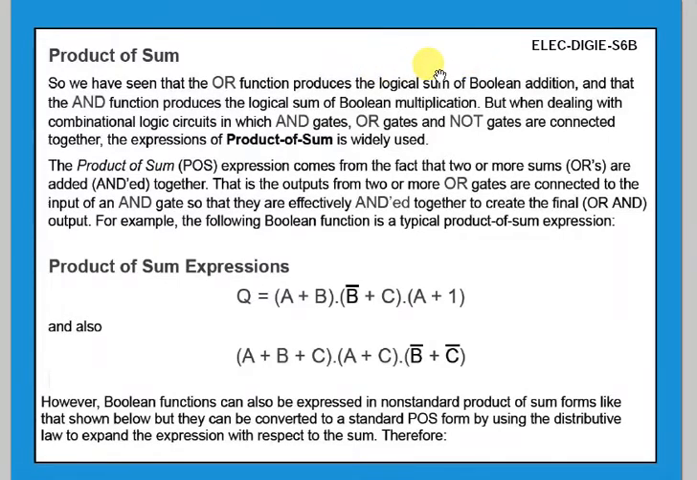Today's topic is the product of sum. The topic code is ELEC-DIGIE-S6B.